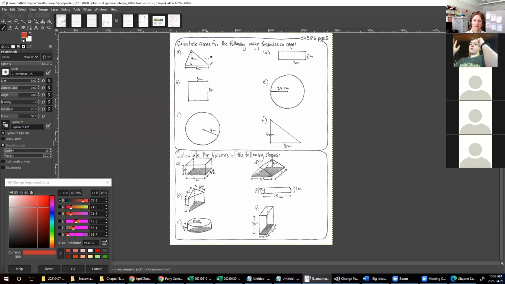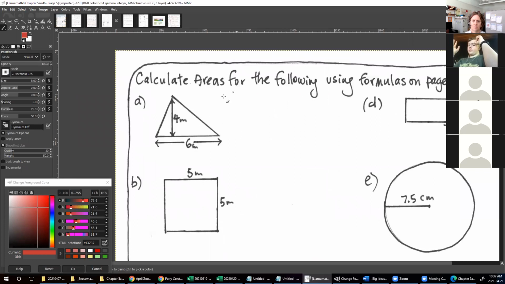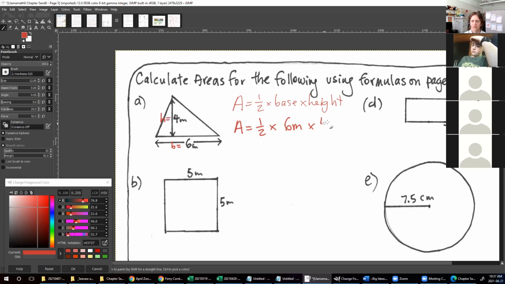So I'm going to write that in there. Area equals 1/2 times the base. And yes, I'm going to change this pen width because I like it at 12. There we go. Okay, so area is equal to 1/2. Instead of writing base, let's find out what the base is. This is the base, which is 6 meters. And instead of writing height, I'm going to use the height right here, which is 4 meters. So I'm just going to replace height with the number.